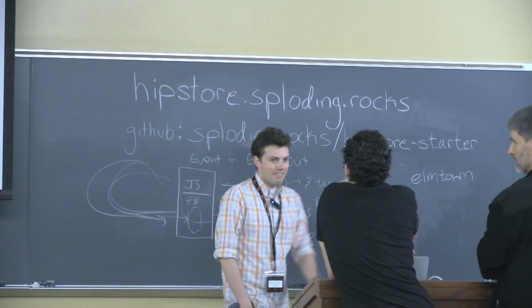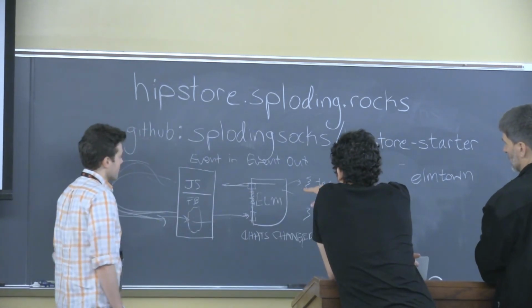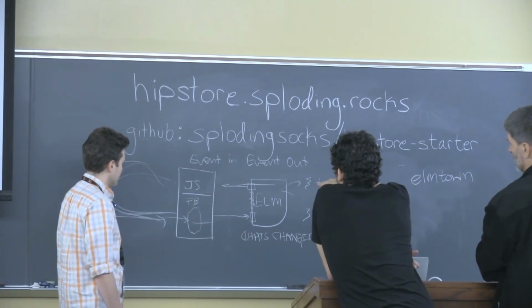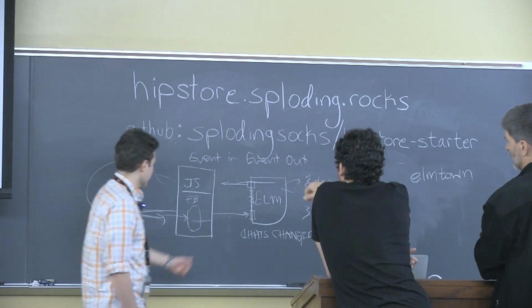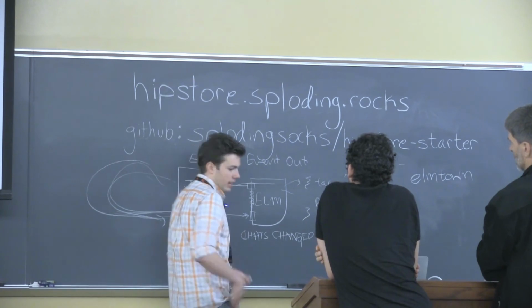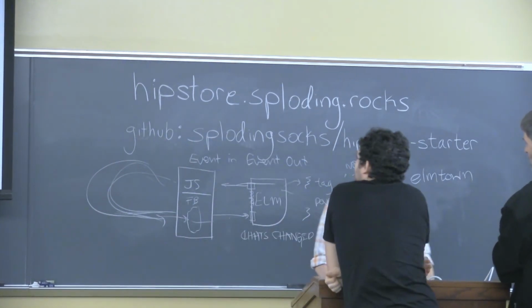Sorry, on the JavaScript side, when I'm sending an event back, am I importing an Elm library to make the event, or what does it actually look like? Support, right? So here, let me just show you on the JS side. I'll show you right here.